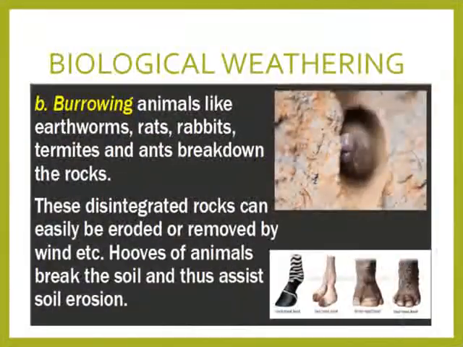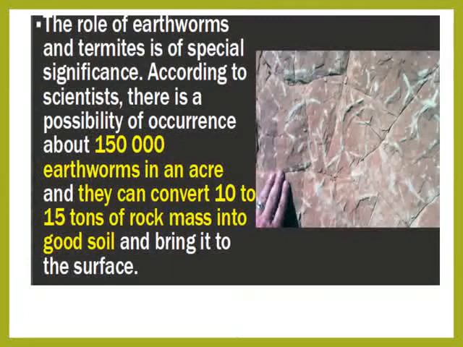Biological weathering. As the name indicates, plants and animals make the rocks break down. For example, burrowing animals like earthworms, rats, rabbits, termites and ants break down the rocks. These disintegrated rocks can be easily eroded by wind. So that is known as biological weathering. The best examples are earthworms and termites, which make the rocks disintegrate.